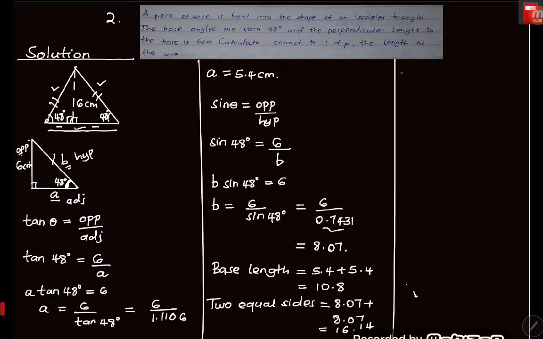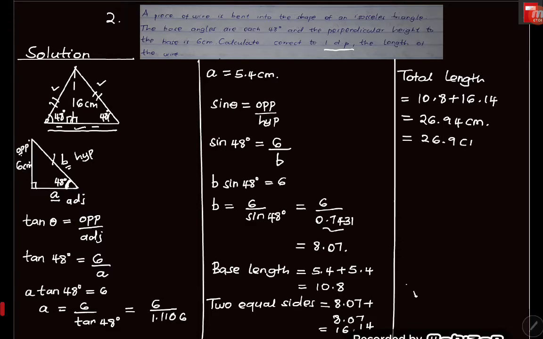Now to get the total length of the wire, we will have the base length, which is 10.8, plus the value of the two equal sides, which is 16.14, to give us 26.94 centimeters. Now the instructions are, we calculate correct to one decimal place. So this will be equal to 26.9 centimeters. And that is our answer.